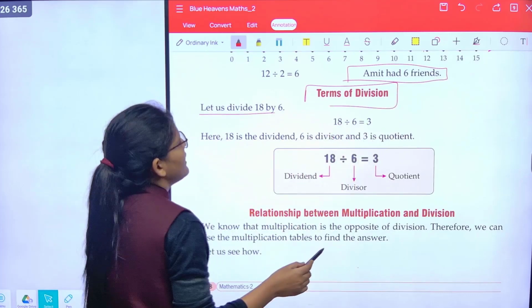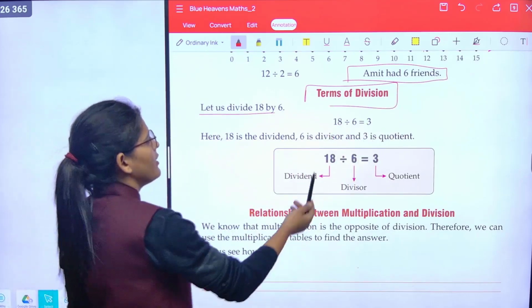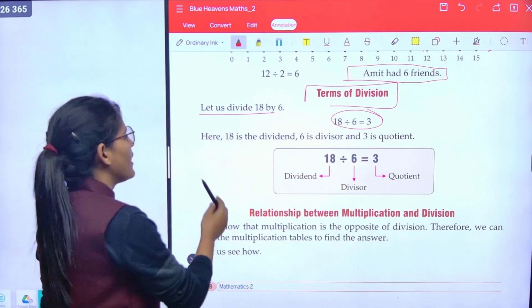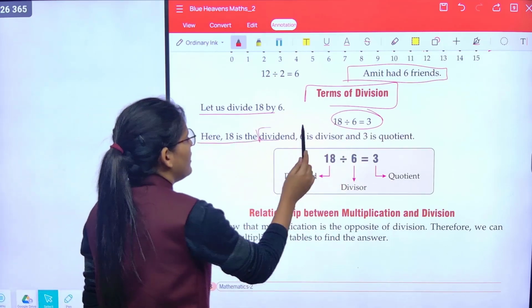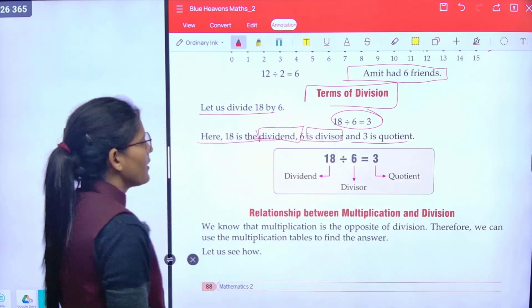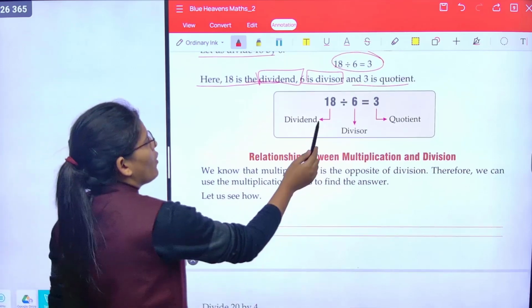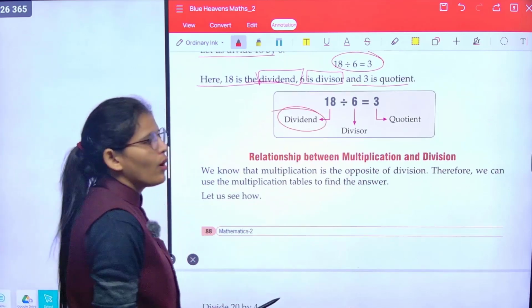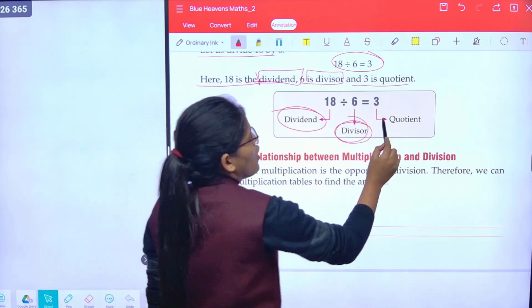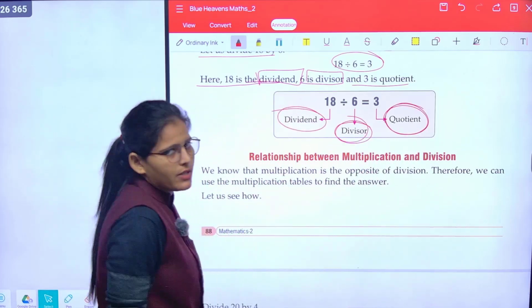Now, terms of division. Let us divide 18 by 6. So, 18 divided by 6 is equal to 3 because 6 threes are 18. Here, 18 is the dividend, 6 is the divisor and 3 is the quotient. The number we have to divide is the dividend, the number by which we divide is the divisor, and our answer is the quotient.